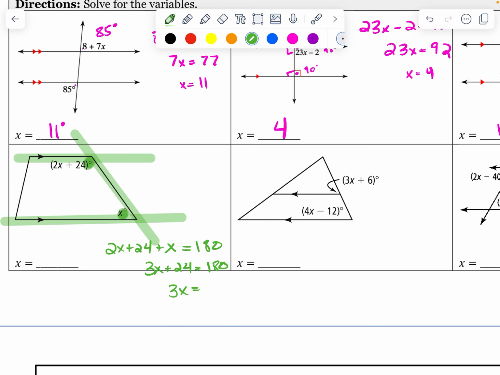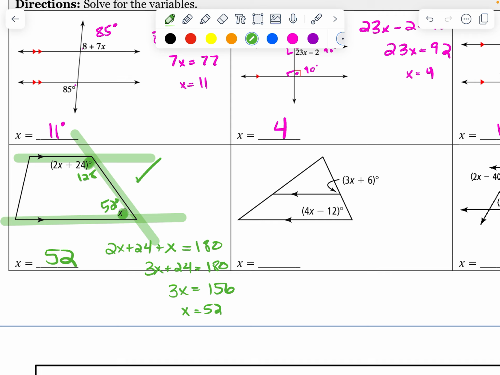3x equals, I don't have a calculator out. It's just dumb of me. 180 minus 24, 156, divided by 3 is 52. And so that would be 52 degrees, and 2 times 52 plus 24 more is 128. Add those two, it's 180. We got it right. Cool.